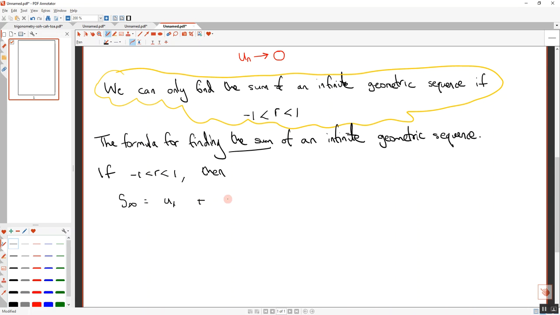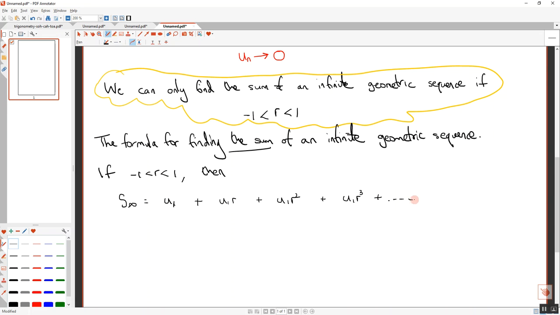What is the second term? What was it? u1r, right, good. What is the next term? u1r squared. Next term, u1r cubed, and so on.